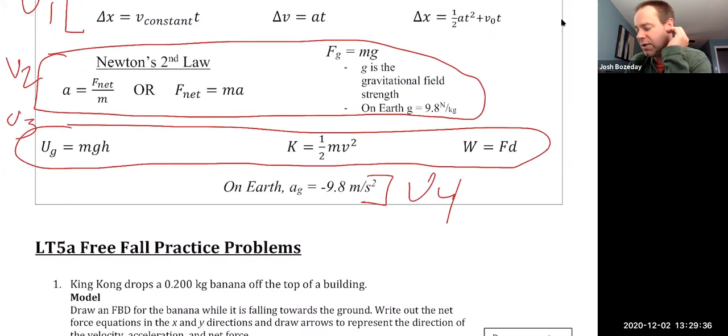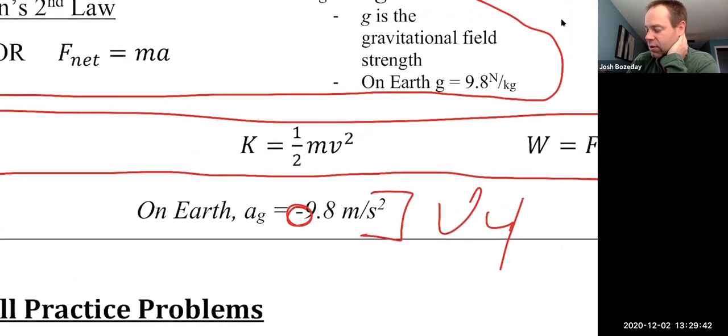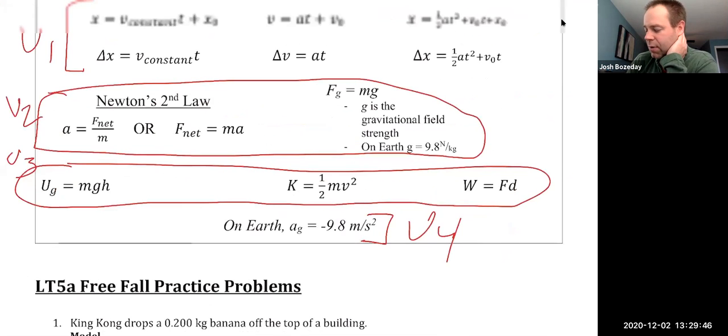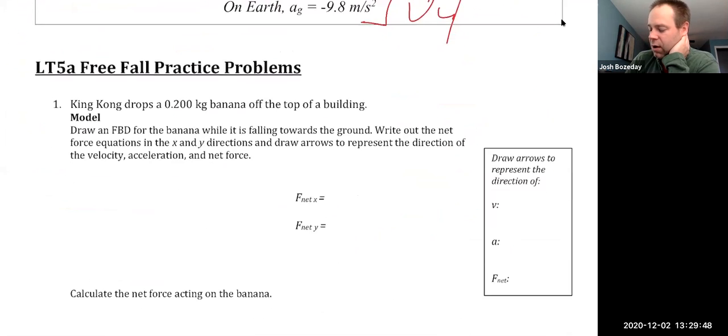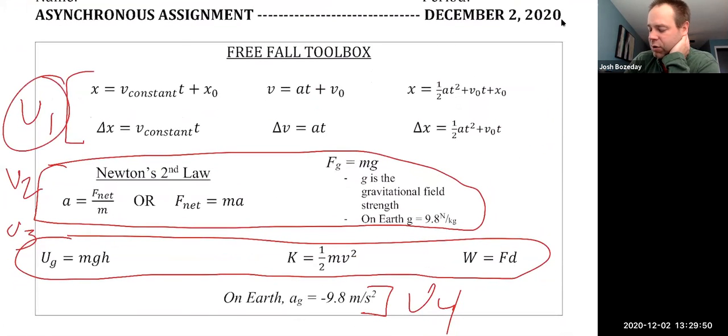Like we talked about, we watched the video of the bowling ball and the feather, and we talked about how no matter what your mass is, your acceleration due to gravity near Earth is negative 9.8 meters per second squared. So unit 1 is about motion, unit 2 is about forces, and unit 3 is about energy.